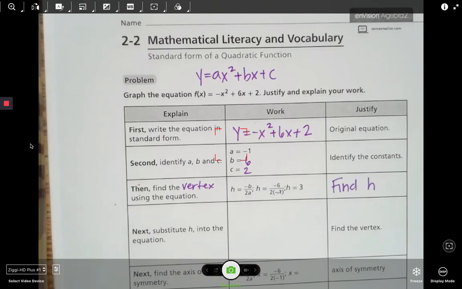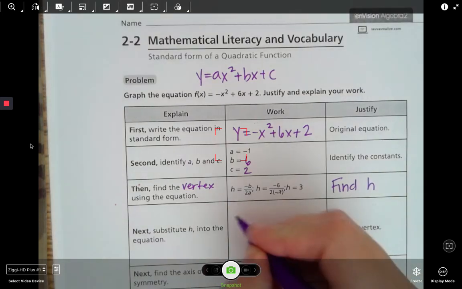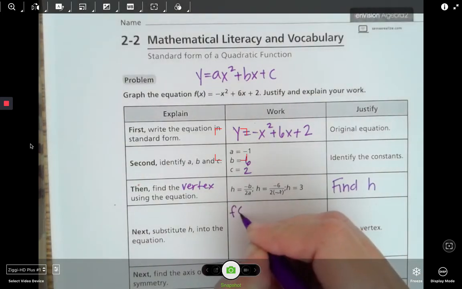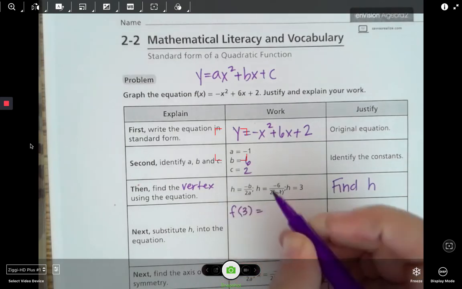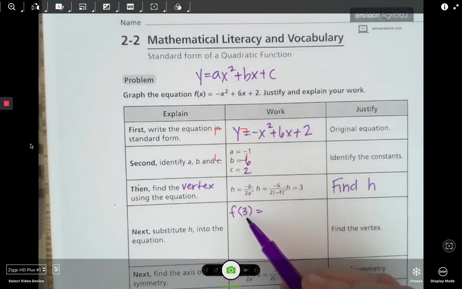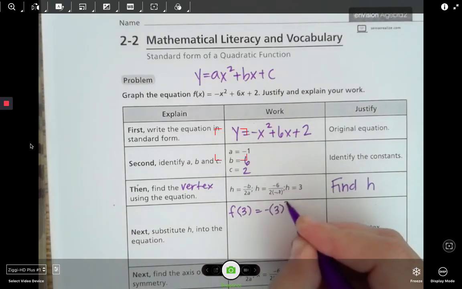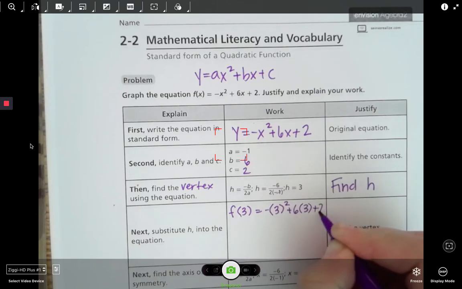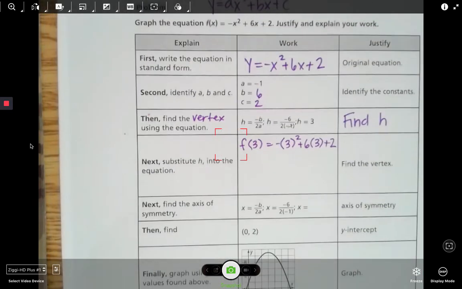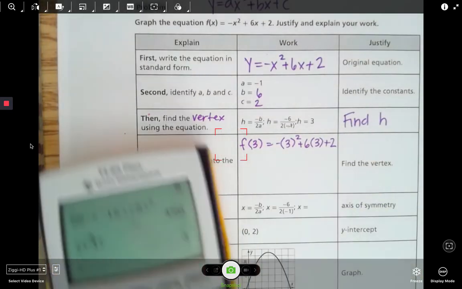Now that we know what h is, we need to figure out what k is. Well, how can I do that? You can do that by substituting h into our original equation. So h is 3. And so anywhere I have an x, I'm going to plug in 3. So negative 3 squared plus 6 times 3 plus 2. And what this is doing is helping us find our vertex.